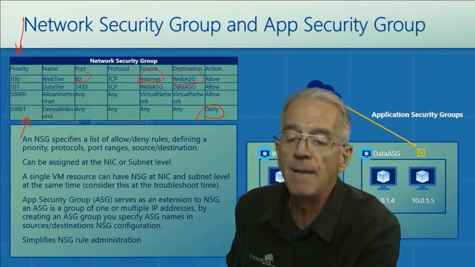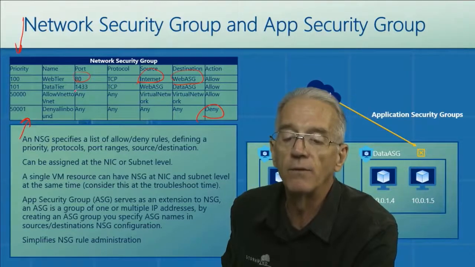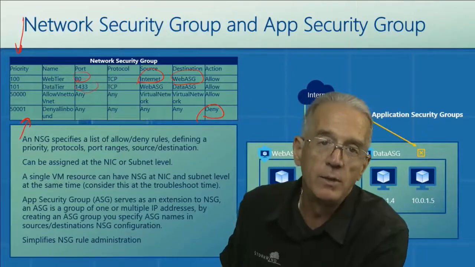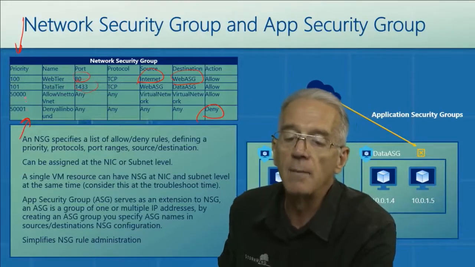We're going to go ahead and allow that. Here's the data tier. We're using port 1433. We're going to be doing that with SQL Server. Here we're talking about VNet to VNet.